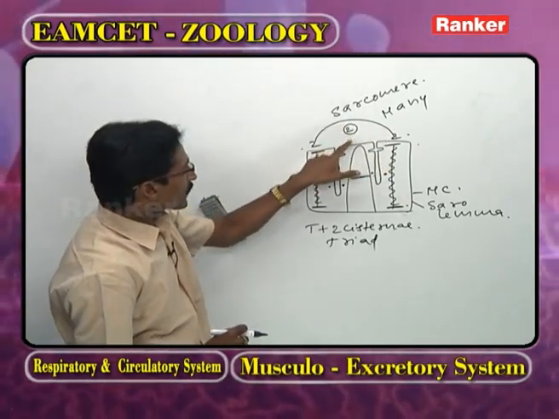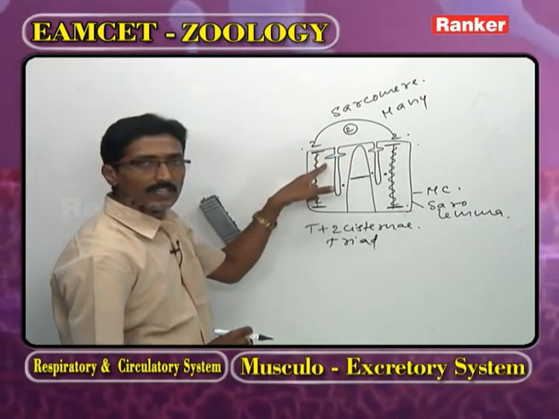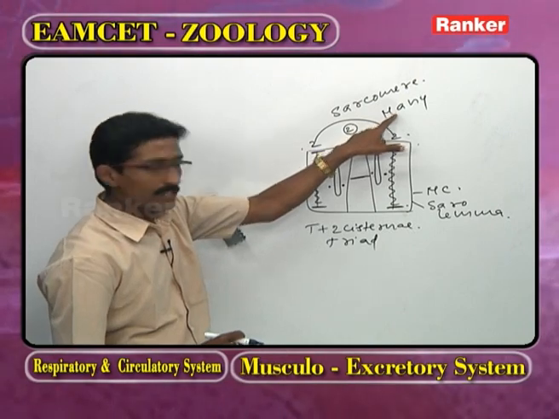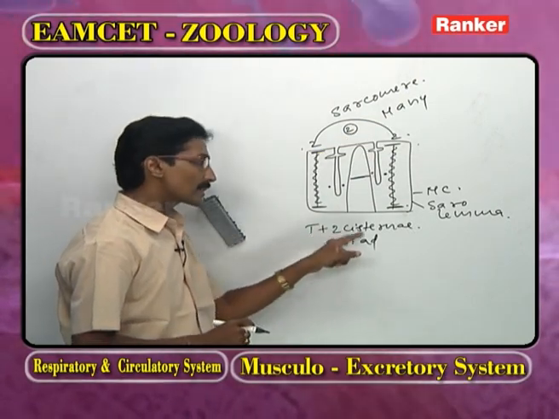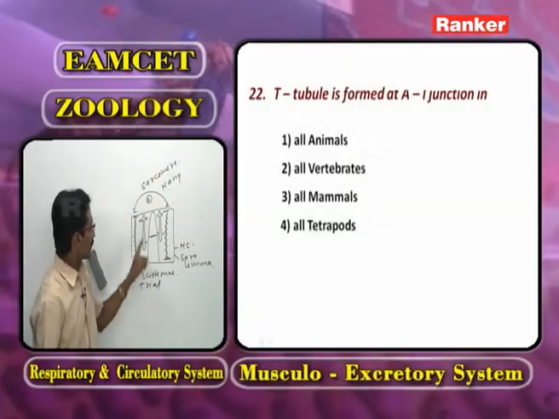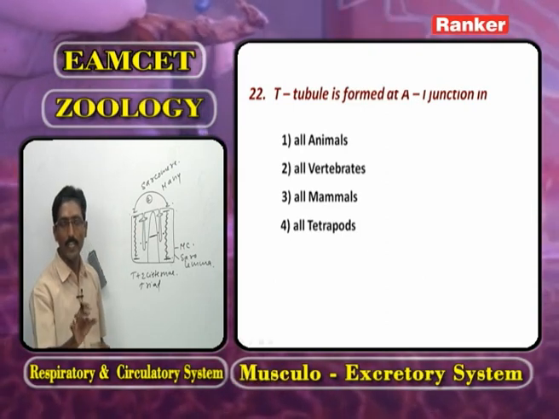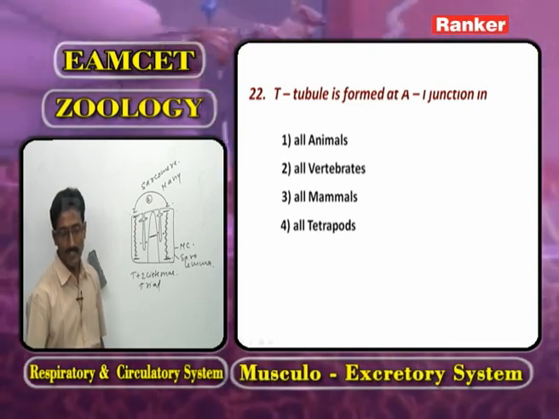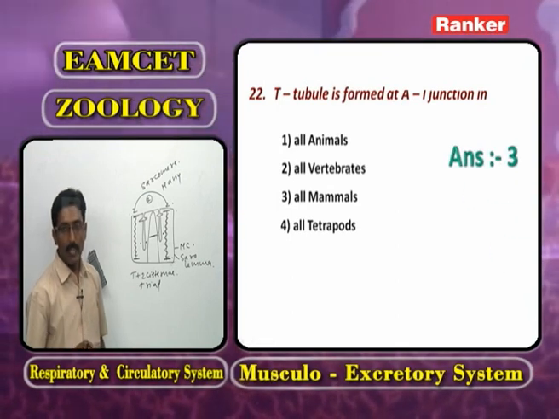In a sarcomere, how many triads? 2. In a muscle cell, how many triads? Many. What is a triad? One T tubule, on either side two cisternae. Now here, such triad between A and I, where is it present? Only in case of mammals. Now the answer is, now the next question.